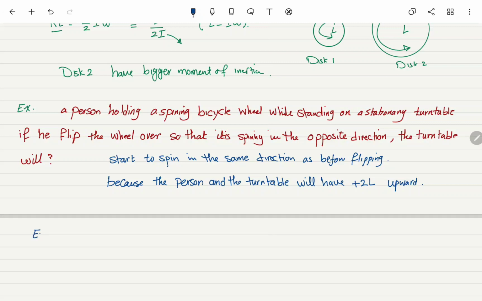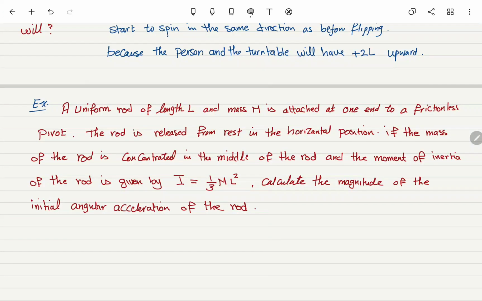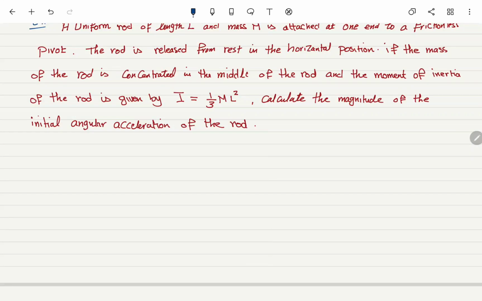Example: a uniform rod of length L and mass M is attached at one end to a frictionless pivot. The rod is released from rest in the horizontal position. If the mass of the rod is concentrated in the middle of the rod and the moment of inertia of the rod is given by I equals 1/3 M L squared, calculate the magnitude of the initial angular acceleration of the rod. So here's the situation.